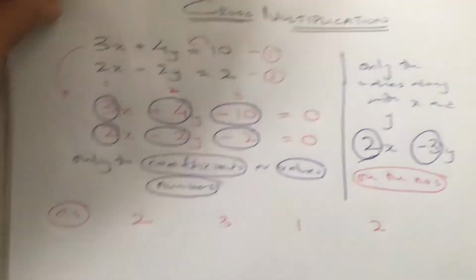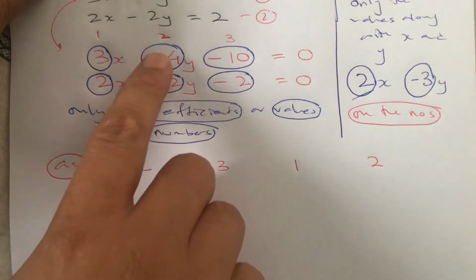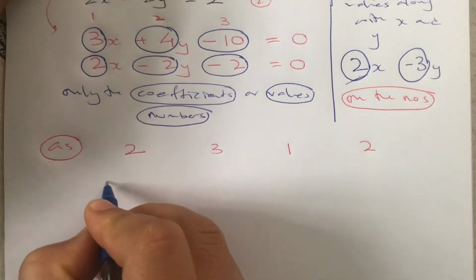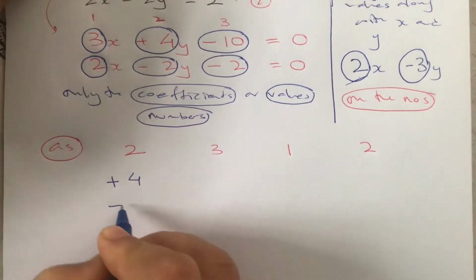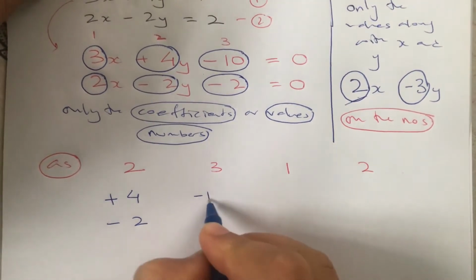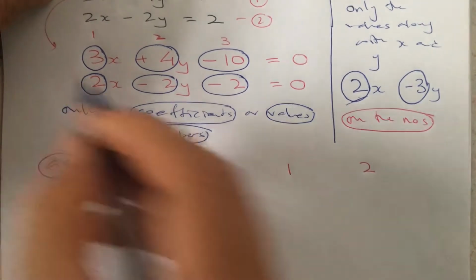Now once I've done this, from your column 2 you just have to write what values you have under column 2. Under column 2 I have a +4 and a -2. So you just have to write that. Similarly, under column 3, what do I have? I have -10 and -2. And in column 1, what do I have? We have 3, which is +3.